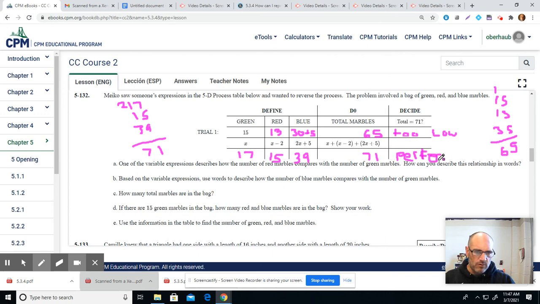Perfect. So I know I have 17 green, 15 red, and 39 blue in this bag.